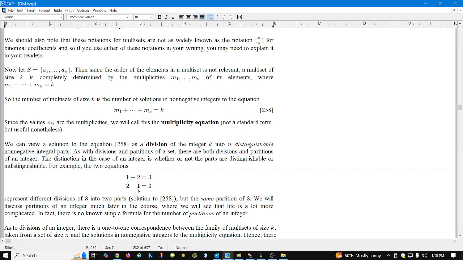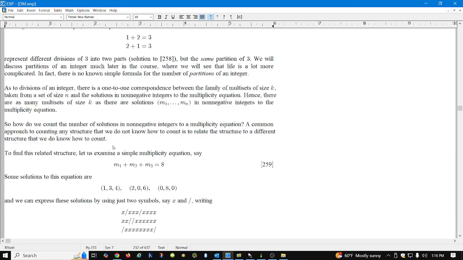I'm going to discuss partitions of an integer much later in the course, because we're going to see that life is rather more complicated when the parts are indistinguishable. Generally speaking, that's true for indistinguishable parts. As a matter of fact, there's no known simple formula for the number of partitions of an integer. But for now, we're going to just deal with divisions of an integer.